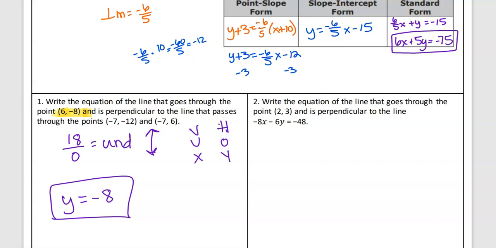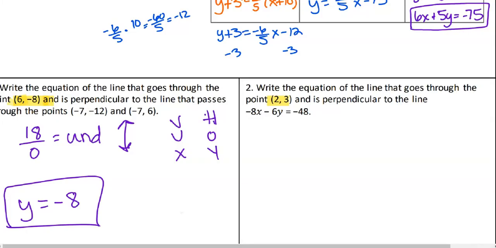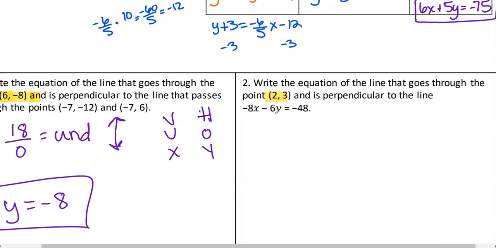Last one. Write the equation of a line that goes through the point 2, 3. All right. Highlight that. And is perpendicular to the line -8x minus 6y equals -48. All right. I can't write the equation if I don't have a slope. So how can we find slope here? Don't we have to do like the change over? If I had 2 points, I would do how they change. This time they gave me an equation in standard form. What's up?